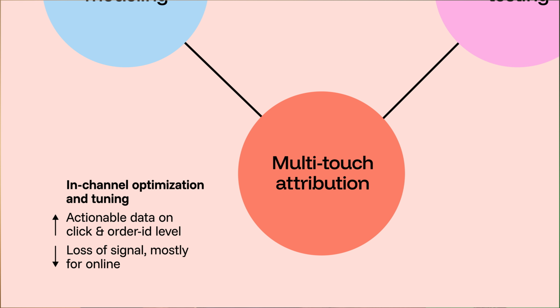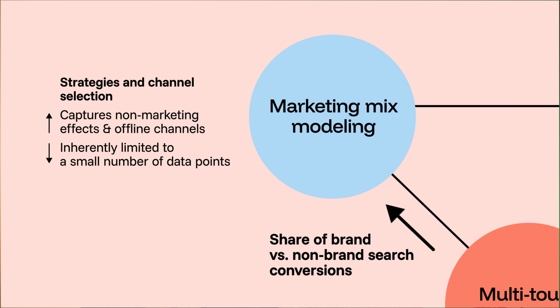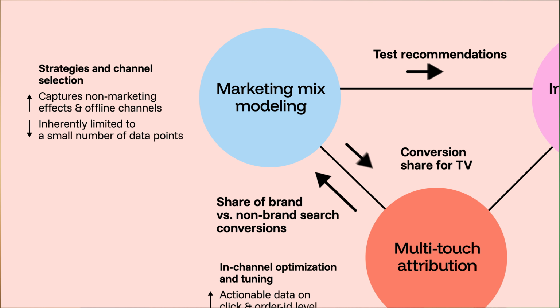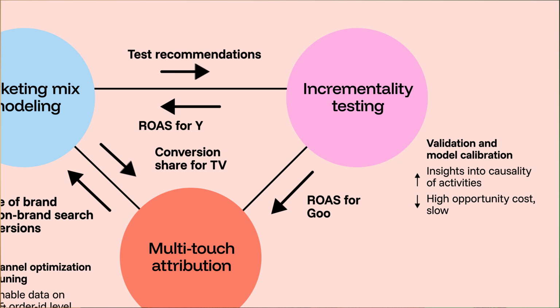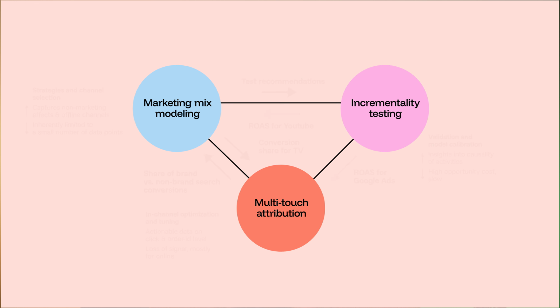MTA tracks user interactions across multiple touchpoints, offering detailed insights into user behavior and campaign performance, especially for digital channels. Marketing mix modeling, MMM, analyzes aggregate data to evaluate both online and offline media, aiding in high-level strategic planning and understanding the big picture. Incrementality testing uses controlled experiments to measure the true causal impact of your marketing activities, validating and calibrating your other measurement models.